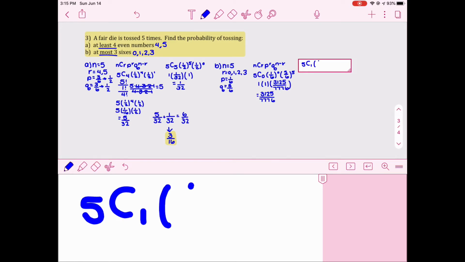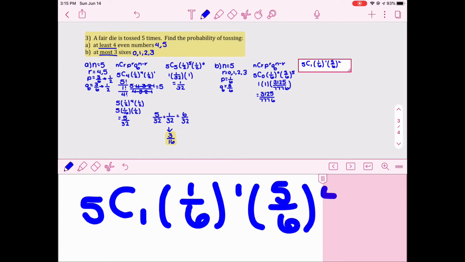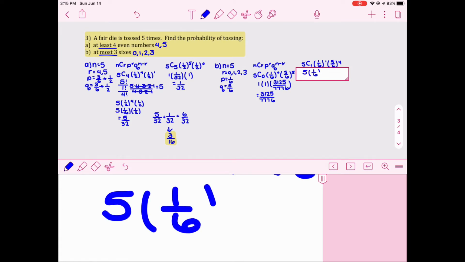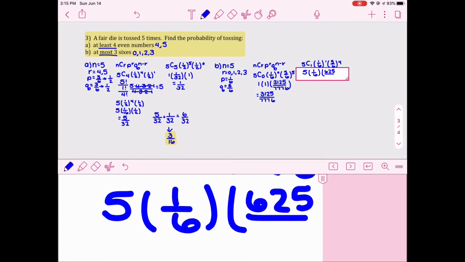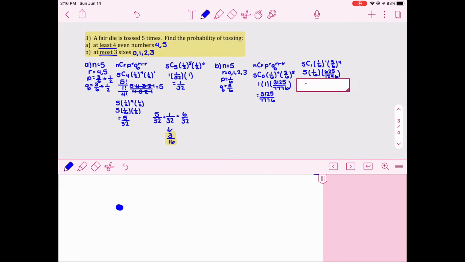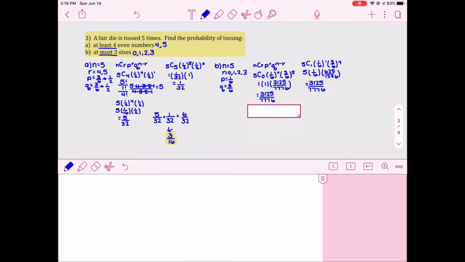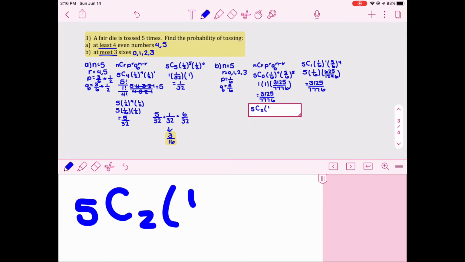So you have 5C1, 1/6 to the 1, 5/6 to the 4th. So that'd be 5 times 1/6 times 625 over 1,296. So you multiply all that together. You get the same as you did for the last part, 3,125 over 7,776. Now for the third one, we do 5C2, 1/6 to the 2, 5/6 to the 3.